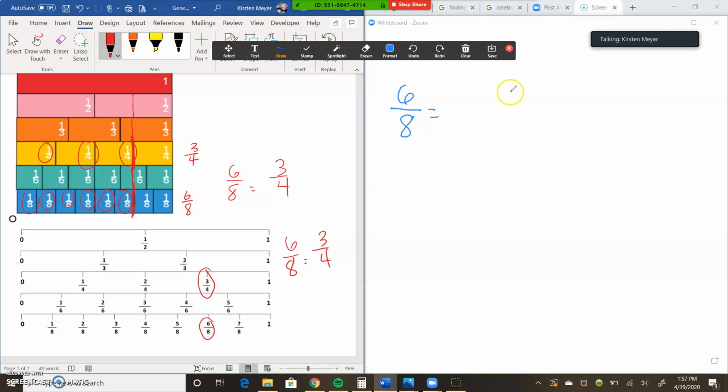Well, what would that look like if I didn't already have the models or the number lines drawn for me? If I were going to make a model of 6/8, I would start and split my bar into 8. And as always, my numerator tells me what to shade in, so I'm going to shade in 6 of those.